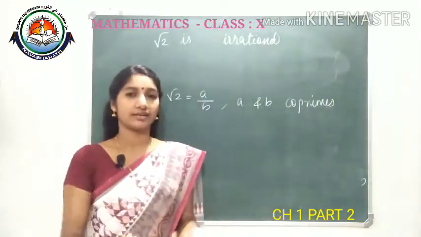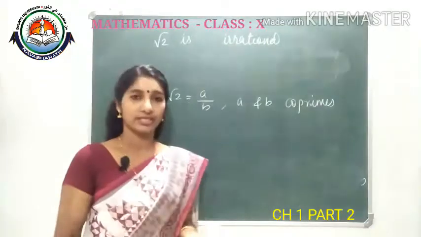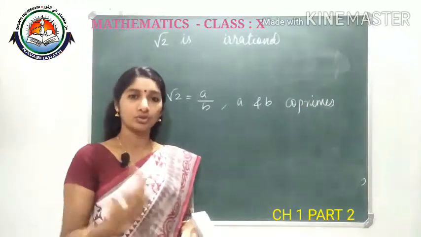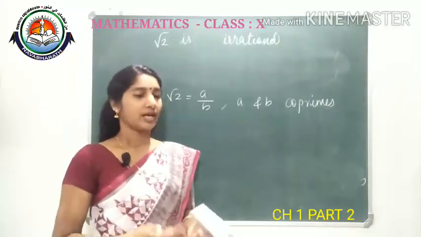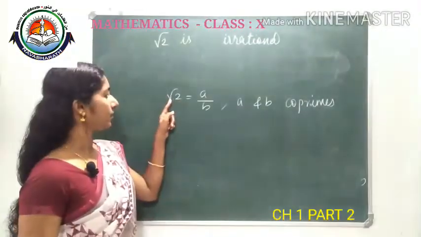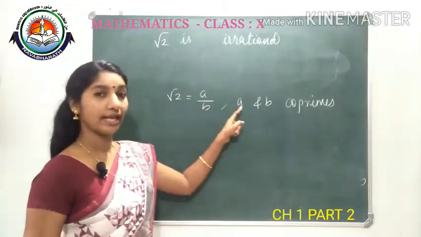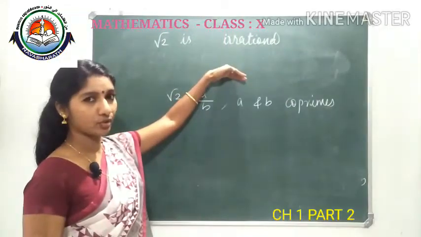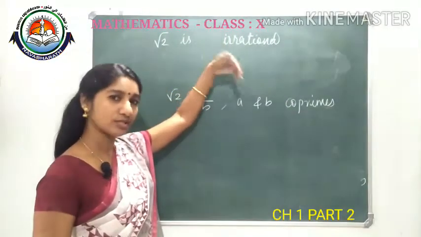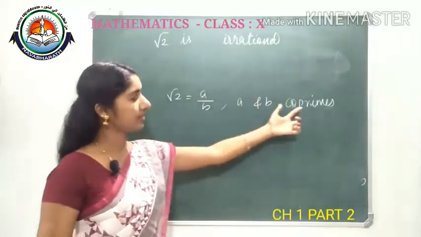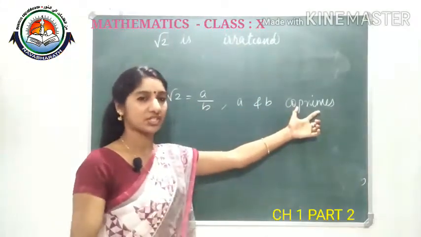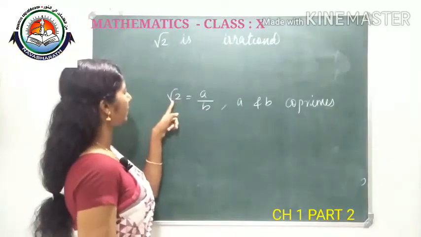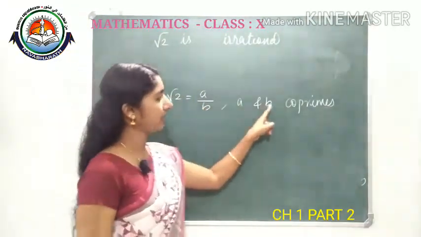Whenever we start the proof that root 2 is irrational or root 3 is irrational, we start by assuming root 2 is a rational number. Therefore we can take root 2 equal to A by B, where A and B are coprimes. In the step I told you, P by Q, if there is any common factor we can cancel it. You can avoid those steps, no problem. If you are taking coprimes, it means we wrote the A by B form only after cancellation. So we wrote root 2 equal to A by B, where A and B are coprimes.